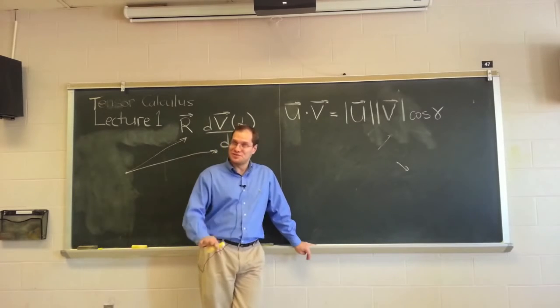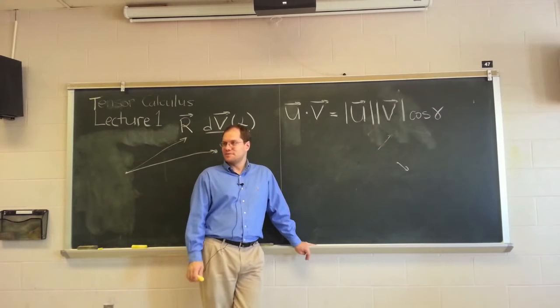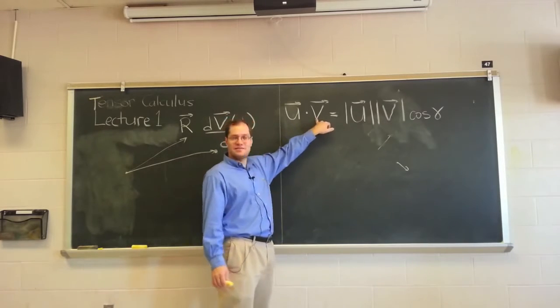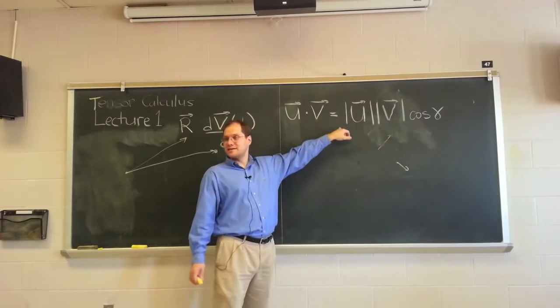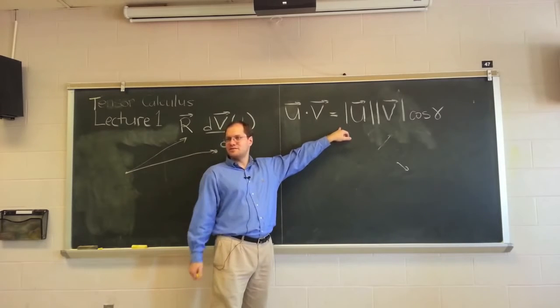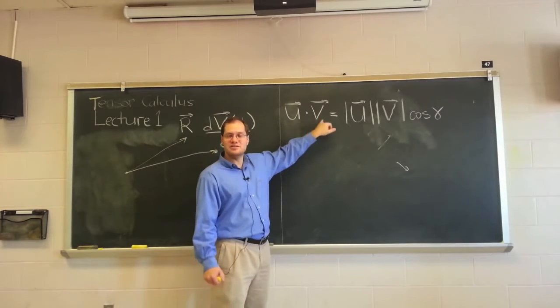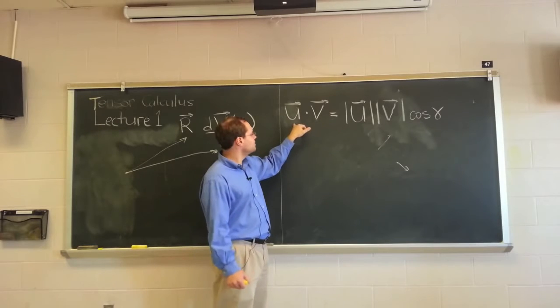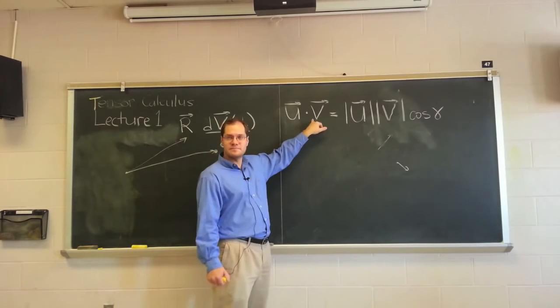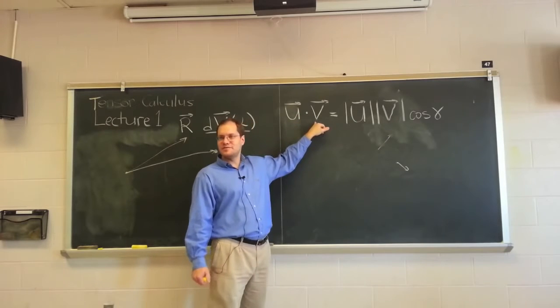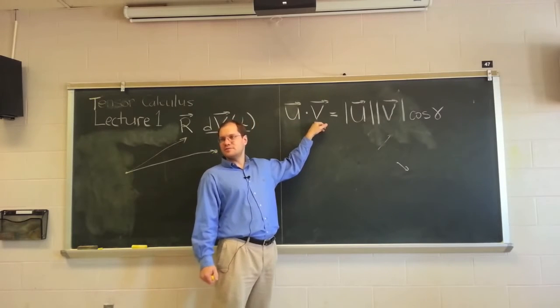The most useful aspect of this operation is that if you dot a vector with itself, you get its length squared. That's the number one thing to remember. Dotting a vector with itself is its length squared. And it's linear in each argument. So u1 plus u2 dotted with v is u1 dotted with v plus u2 dotted with v.